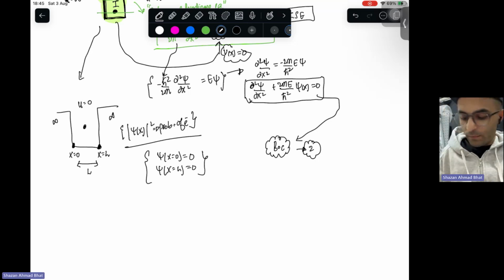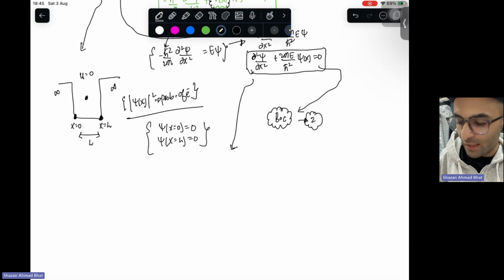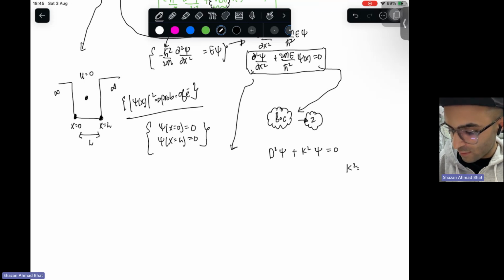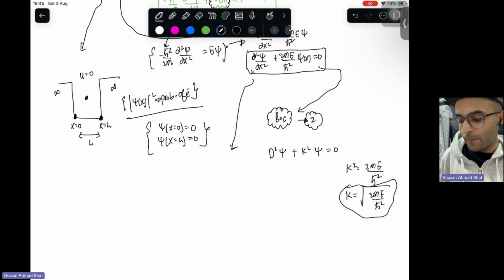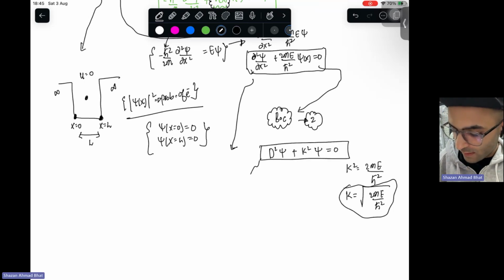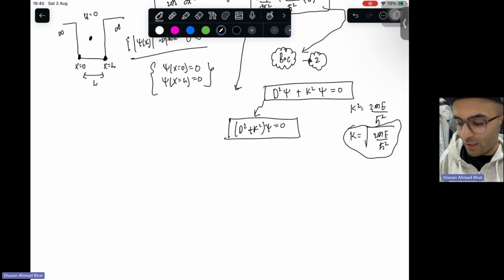Okay, now you need to solve this particular equation. How do you solve this simple differential equation? This is the type of differential equation where you can write the operator d²ψ plus k²ψ equals 0, where k² is 2mE over h bar square, and you can write k to be equal to the square root of 2mE divided by h bar square. Now you solve this, (d² plus k²)ψ equals 0. From your differential equations course, you definitely know that you get a solution.